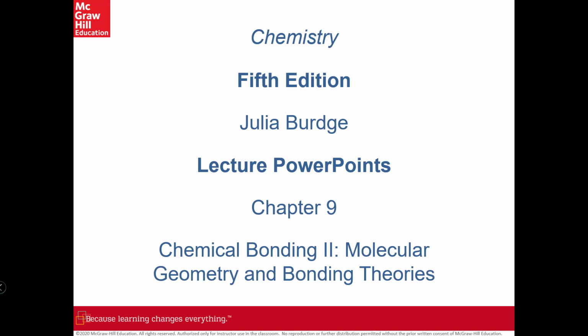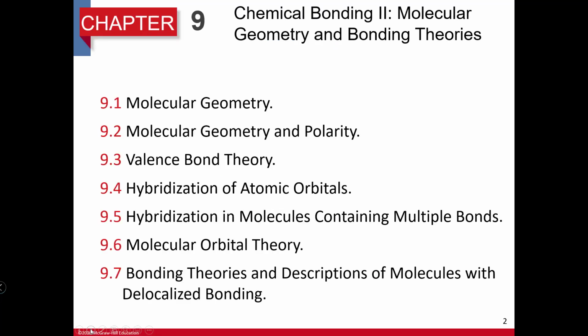Alright, this video is about Chapter 9. In Chapter 9, we're only going to cover the first 3 sections, or the first 4. Chapter 9 is building on what we did in Chapter 8. In Chapter 8, we learned how to do Lewis structures. And in Chapter 9, we're going to apply a new theory called VSEPR for short, and it means valence shell electron pair repulsion theory.